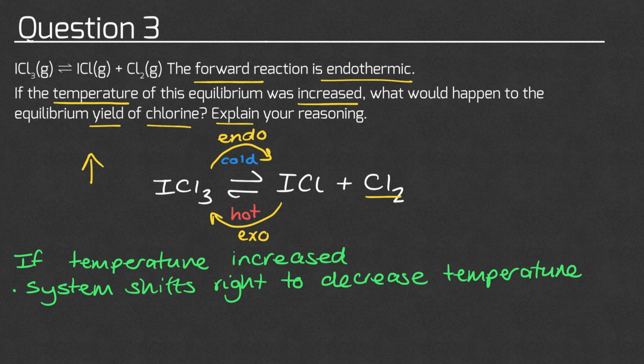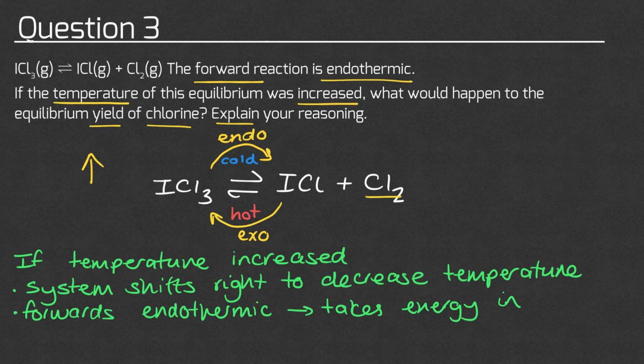So if the temperature is increased, the system will shift to decrease the temperature. It will do the opposite. Now, in order to decrease the temperature, it's going to shift right, go in the direction of the forwards reaction. And that makes sense, because in order to decrease the temperature, the reaction will want to get colder, and we know endothermic reactions make it go cold, so if we increase the temperature, it will do the opposite by going in the cold or the endothermic direction.